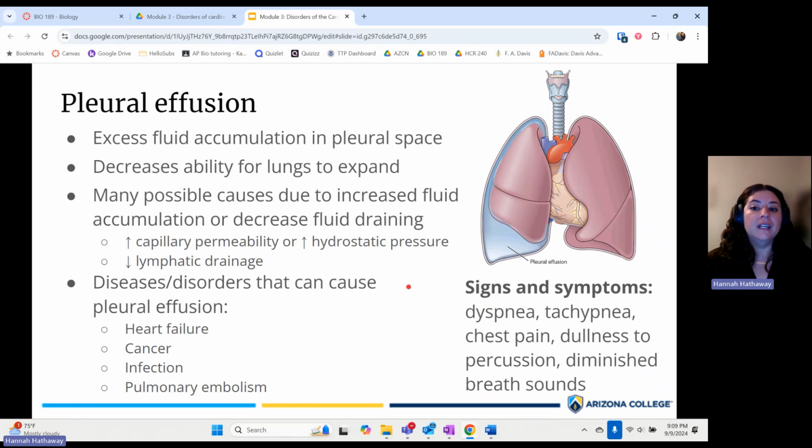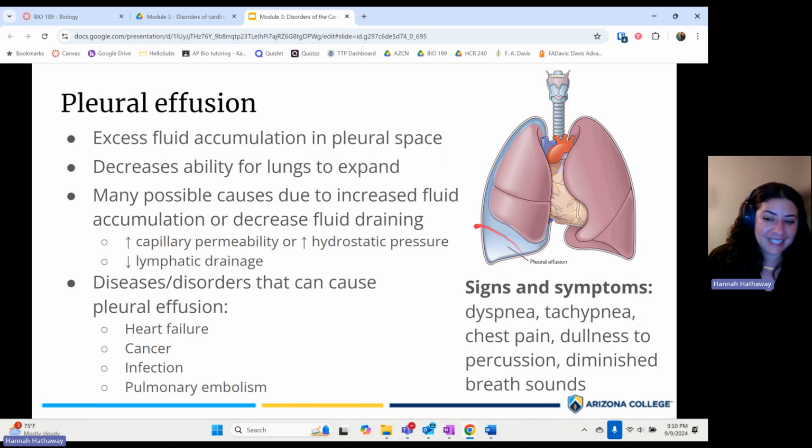Okay, so some signs and symptoms of pleural effusion are all due to this problem right here. If you have too much fluid, the lungs cannot expand correctly, so you're going to have difficulty breathing, dyspnea. Tachypnea, that's a hard one. Tachy means fast, so this is going to be rapid breathing, which kind of makes sense if you think about it, right? Your lungs aren't working as effectively as they should, so your body's going to compensate by just breathing faster. That'll help us get more oxygen.